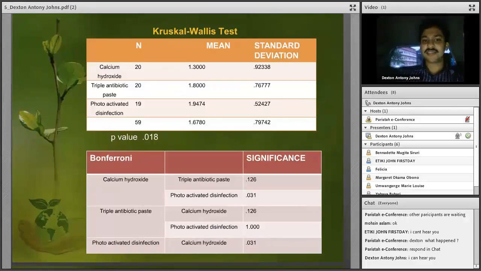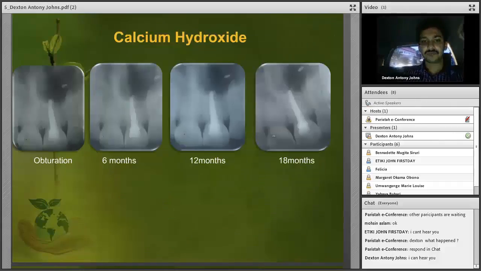A Pascal values test was done among the groups with mean and standard deviation, and it was not found to be very significant. A Bonferroni test was also done for intergroup comparison, and the photoactive disinfection and calcium hydroxide intergroup comparison showed a significant value.